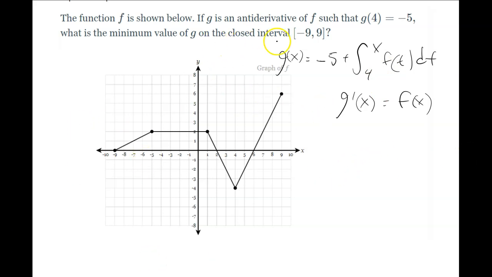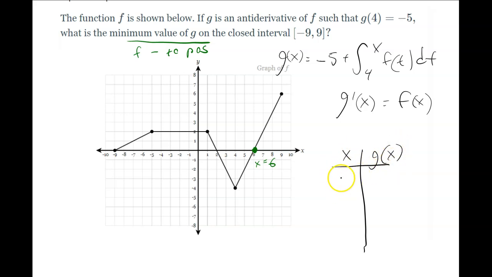We want the minimum value of g. So for the minimum value of g, I know that g prime of x is equal to f of x, so we want f to go from negative to positive. Okay, so there's one critical value that I'm going to consider here, right? That's x equals 6. And I'm going to, again, make a table, and I'm going to consider my critical values. And you've now done this before, right? So my critical values are going to be my endpoints.